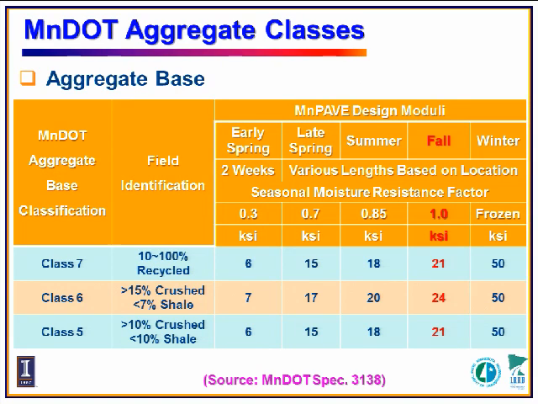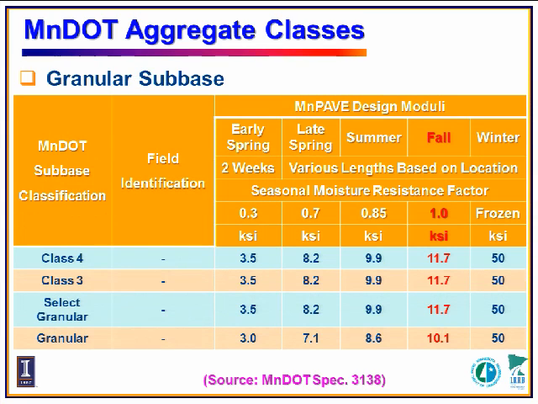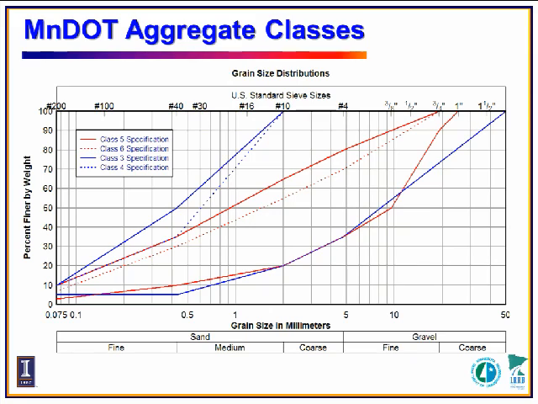So just to give you an idea about those different aggregate classes, for aggregate base materials, we have class 5, 6, 7. They are basically crushed materials. Also shown in this table is some default design modulus currently included in the MnPAVE flexible pavement design program. And this table shows the granular subbase material classifications. Class 3 and Class 4 are two major types. They are basically unclassed gravels. Here's the gradation bands for those different aggregate specifications.